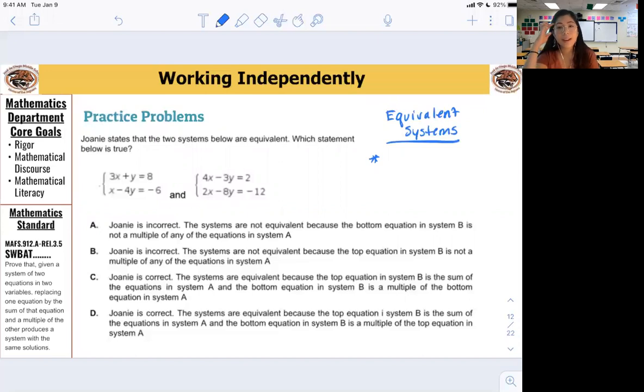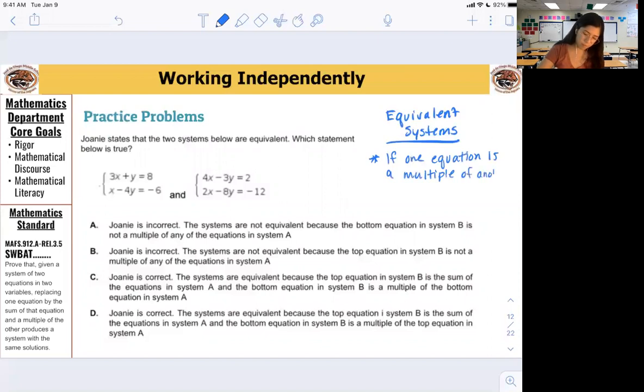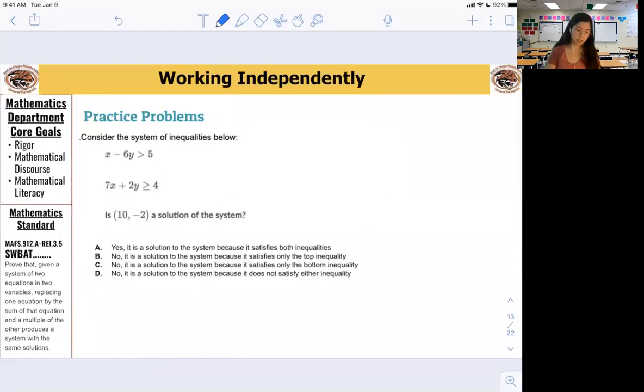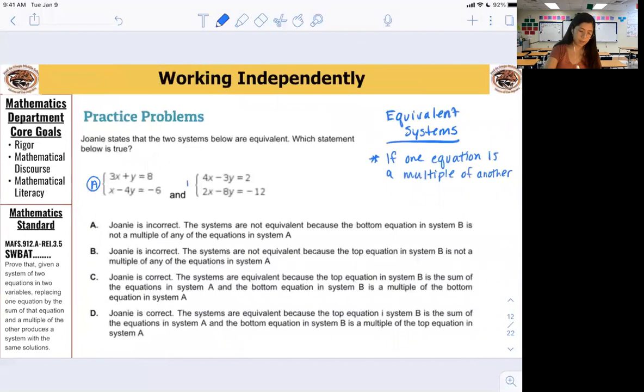A lot of y'all struggled on this, and I think it's because a lot of you are overthinking it. How do I make something that still gives me the same solution? Multiplying. So if one equation is a multiple of another, for example, in this case, let's look at system A and system B. Do we see any multiples? Yes, the 2 bottom equations. How do I go from one to the other? Multiply by 2.